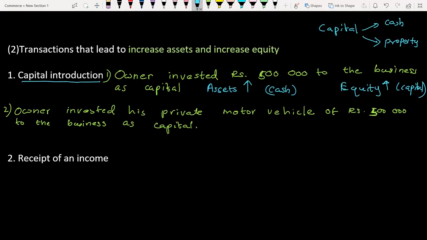So what happens in this case? Again, total assets of the business increase. Why? The asset called motor vehicles increase due to this transaction. On the other hand, the total equity increase because of capital.